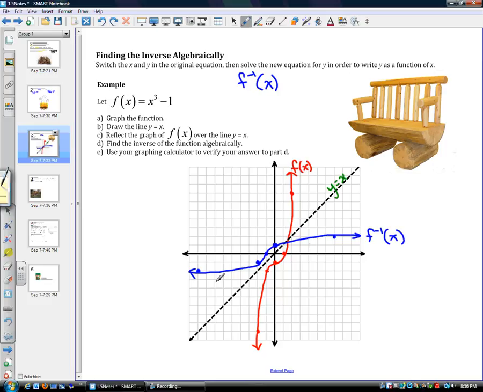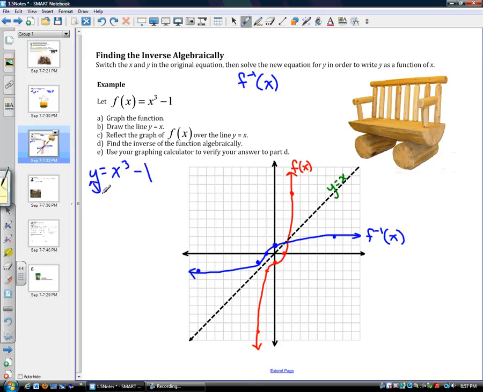Obviously I can see that it already looks like a cube root function, and that would make sense because if I was to undo cubing it, then I would take the cube root. So I need to do just like I did, did I do that before? Well, maybe I didn't. The second time I recorded this, so I feel like I've already done it. Okay, so instead of f of x, I write y. So I have y equals x cubed minus 1.